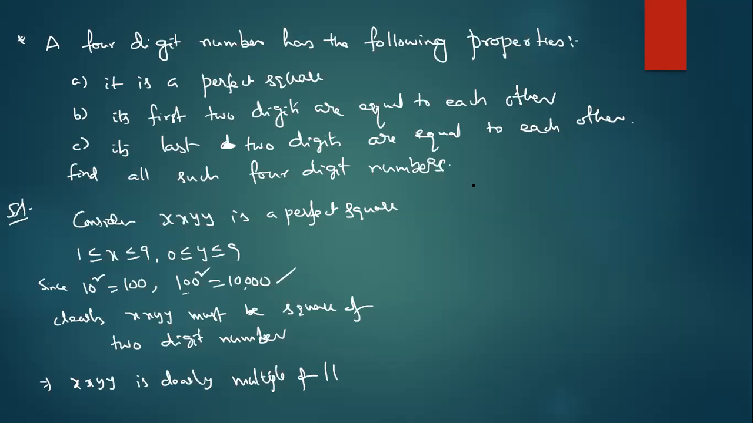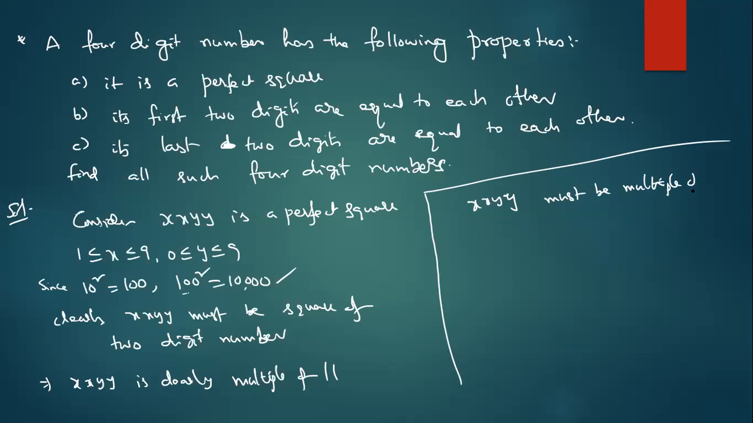What is the meaning here? The root of xxyy must be equal to a 2-digit number. Yes, xxyy must be a multiple of 11 squared, because a perfect square means this one also should be 11 squared. So the number must be in the form 121 into 1, or 121 into 1 is a perfect square.